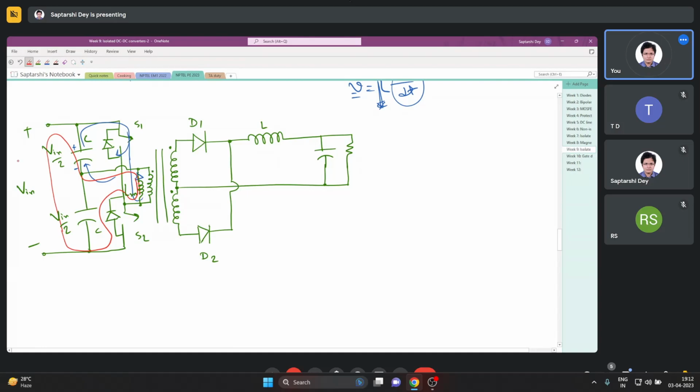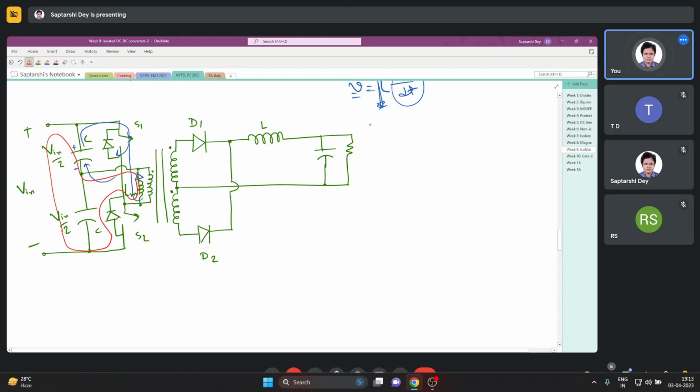It will discharge this capacitor even more. Yes, the reset voltage is Vin by 2. Let us take the capacitors are stiffly holding the voltages, and whatever stored flux was there will drop to 0. Any doubt in this converter?